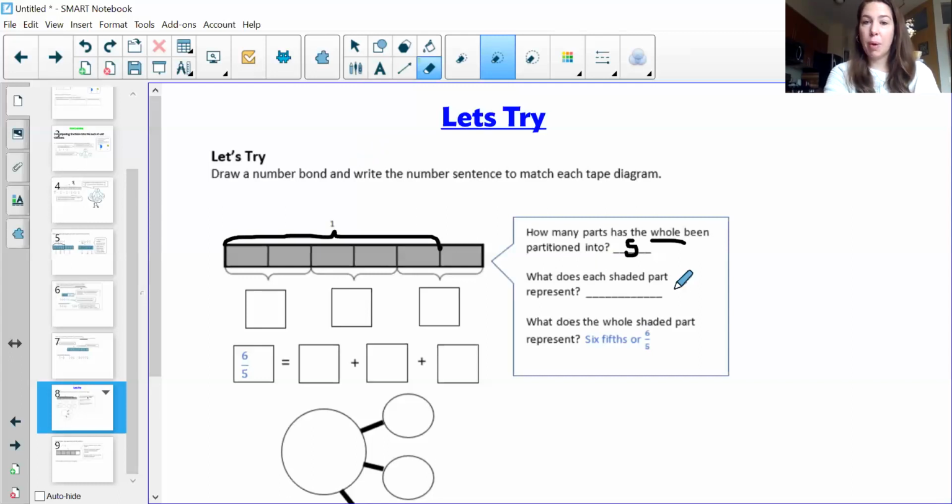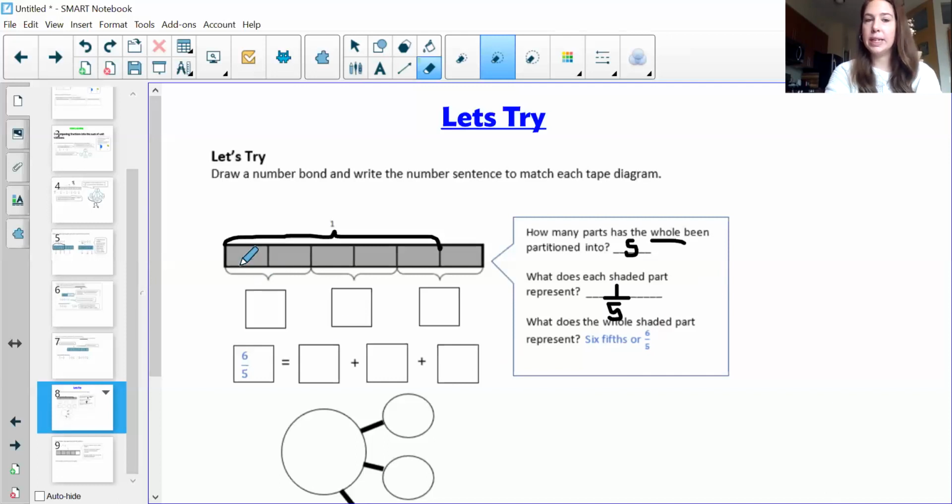What does each shaded part represent? Each shaded part is 1/5. Now, what does the whole shaded part represent? 6/5. That's the answer because it's in blue.